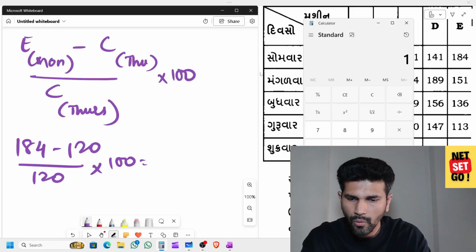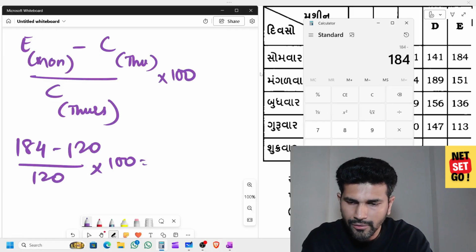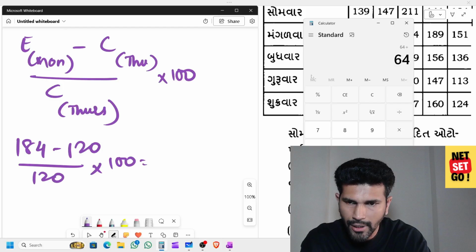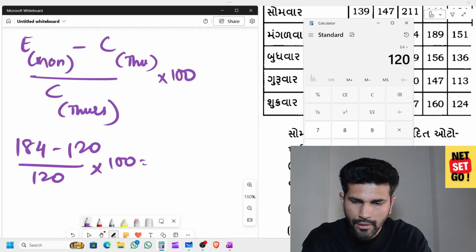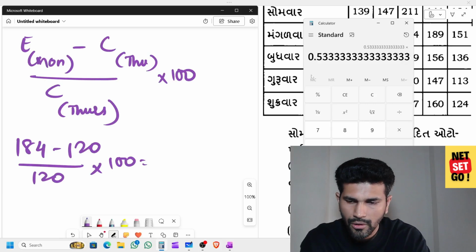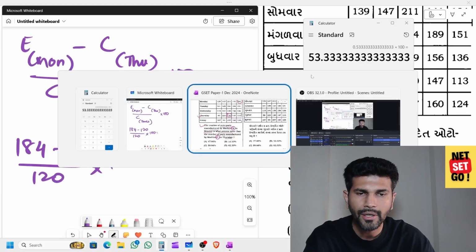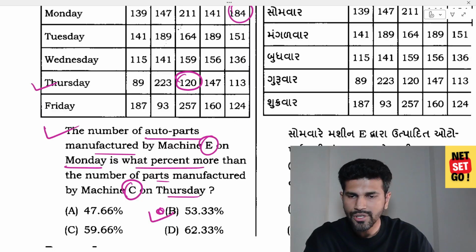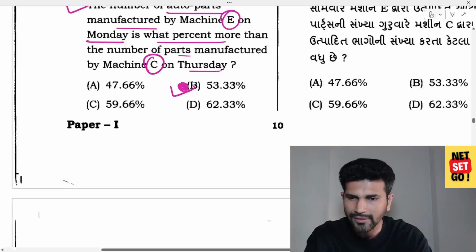So 184 minus 120 divided by 120 into 100 is 53.33%, which is B. Option B is correct answer.